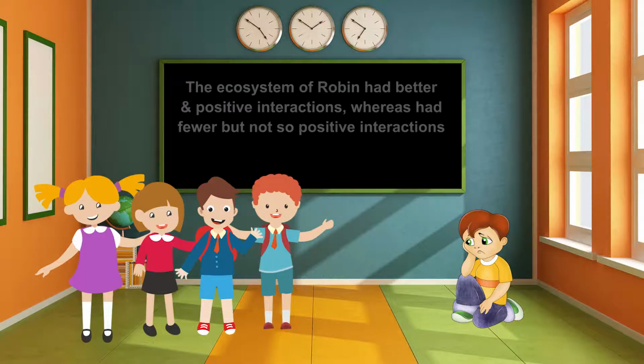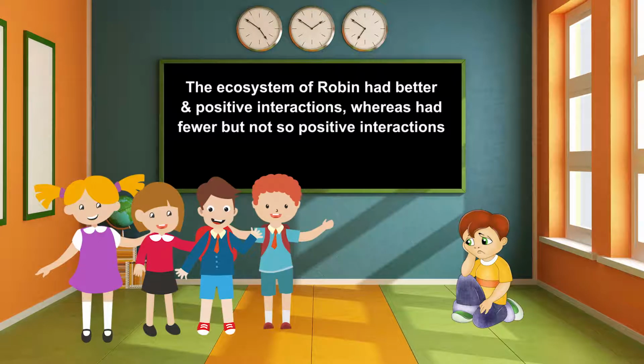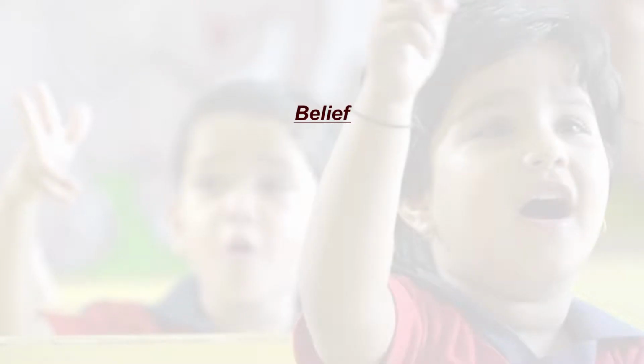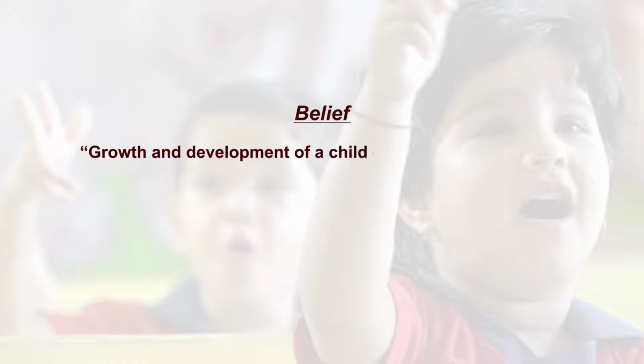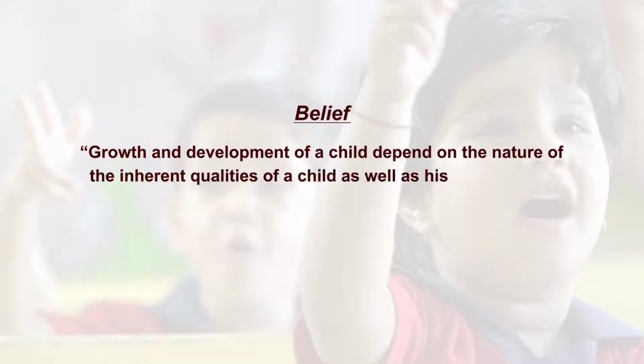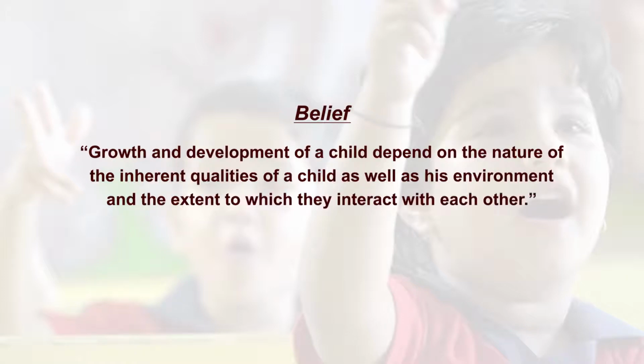The answer is that the ecosystem of Robin had better and positive interactions, whereas Giri had fewer but not so positive interactions. With this, Bronfenbrenner proposed the ecological model with a belief that the growth and development of a child depend on the nature of the inherent qualities of a child as well as his environment and the extent to which they interact with each other.